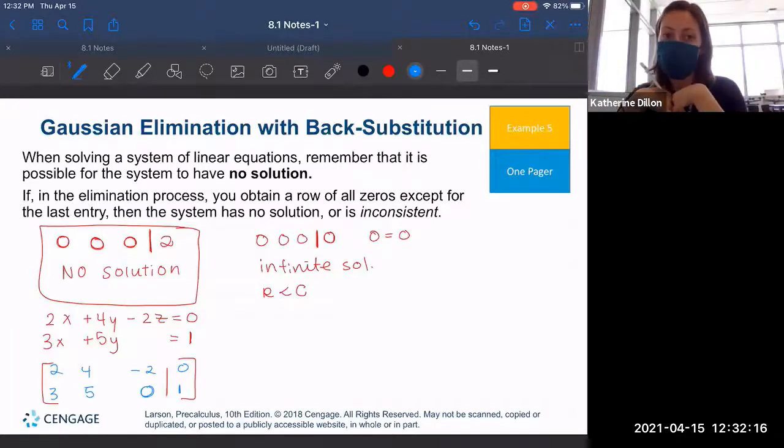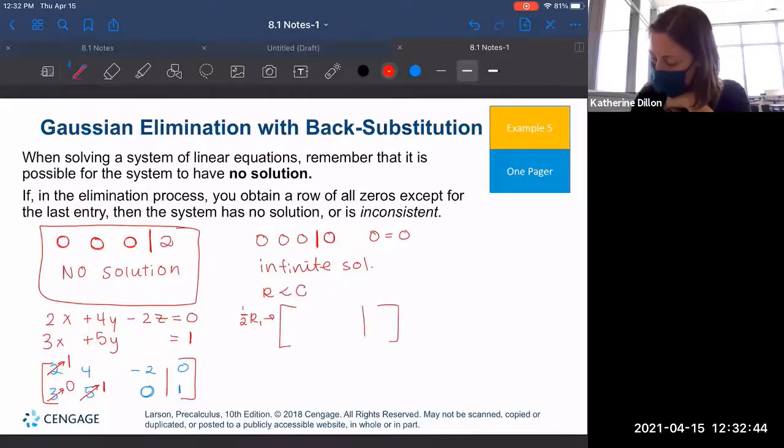We're going to try to solve it into staircase form as much as we can. So that means I want this 2 to become a 1, I want the 3 to become a 0, and I want the 5 to become a 1. So in order to get that 2 to become a 1, we need to multiply row 1 by 1/2. So our new matrix will just be 1, 2, -1, 0. I'm keeping the bottom row how it is.